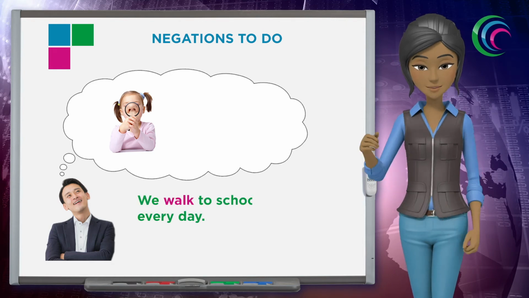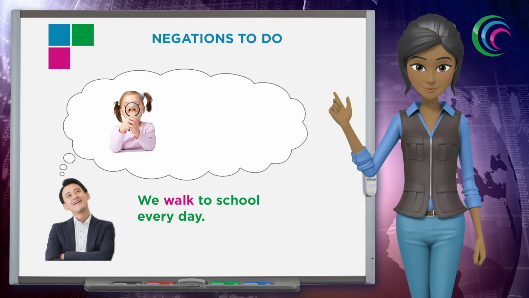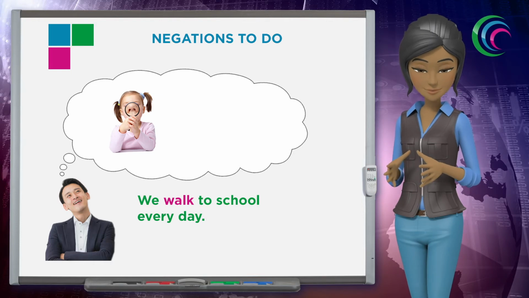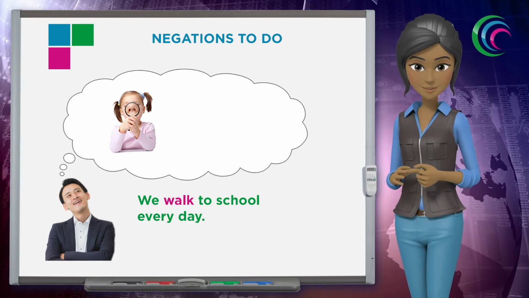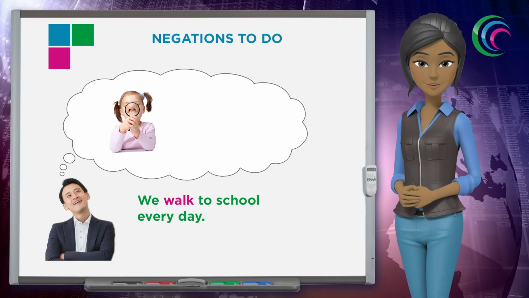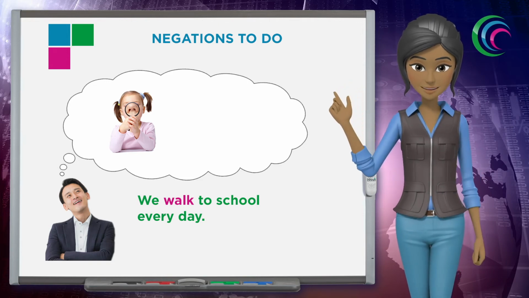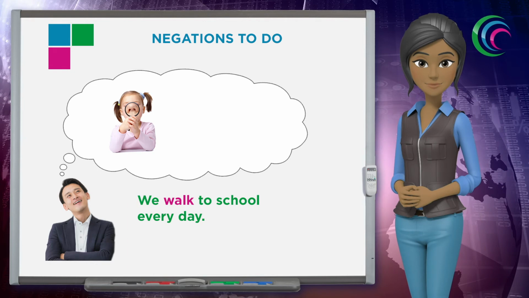We walk to school every day. In this sentence, there is just one verb, walk. In order to make a correct negation in English, we need to add an auxiliary. This is very different from Dutch.